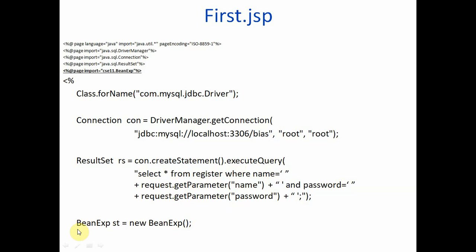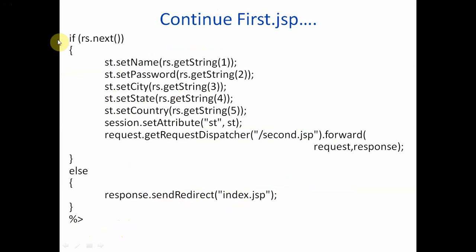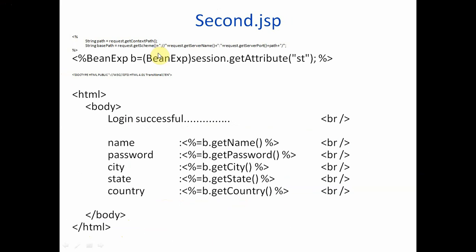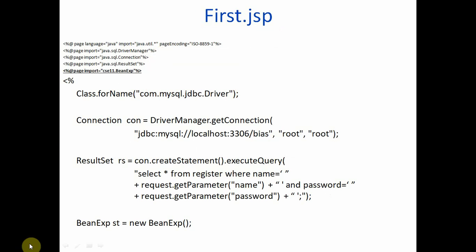Now we will write the object of the BeanExample class, because we have already imported the BeanExample class, so we can define here an object of the BeanExample class. So we have defined here the object of the BeanExample class. Now we will write rs.next, because in this program we have written this query.